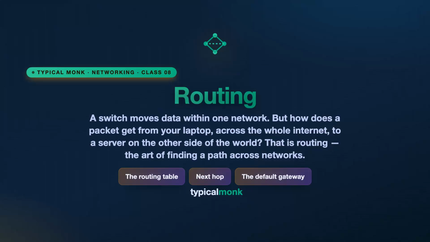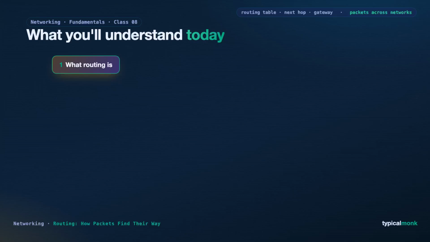Today, you will learn what a router does, the routing table it uses to decide, the default gateway that handles the unknown, and how packets travel hop by hop. By the end, the magic of a request crossing the world will make complete sense. Let us begin. Here is our path for today.